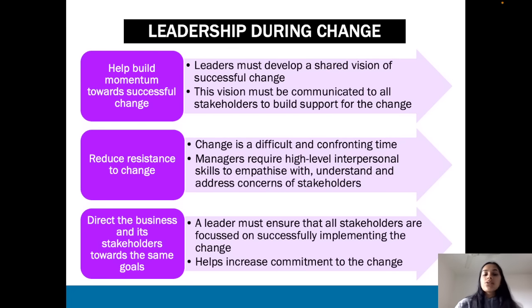A leader is someone who looks at ensuring that all stakeholders are really focused on successfully implementing the change, so that everyone's aligned on the same goal, everyone's working to achieve the same thing, and that helps to increase the commitment to the change as well. So if everyone's working on successfully implementing it, then they're more likely to be very committed to it as well.